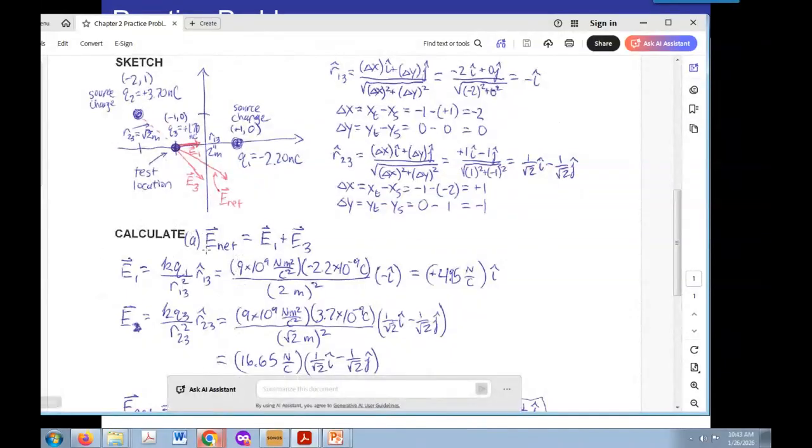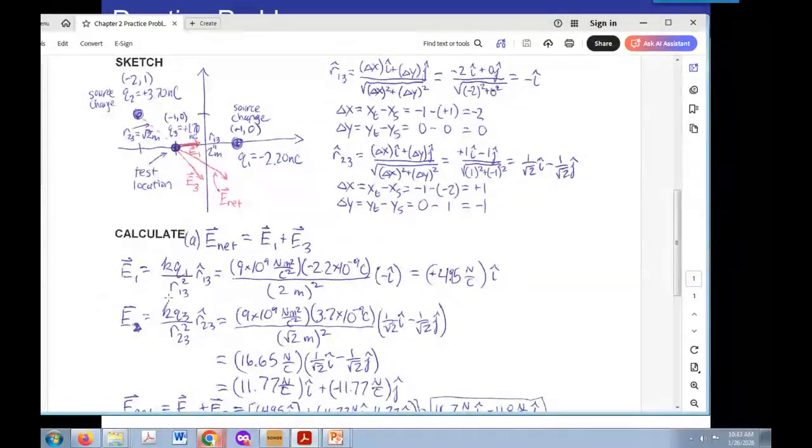So to do that, we need to go down here. We're going to calculate our equations here: E1 equals kQ1 over r13 squared times r13 hat. Stick in our values here. We know k, and we know Q converted to coulombs.